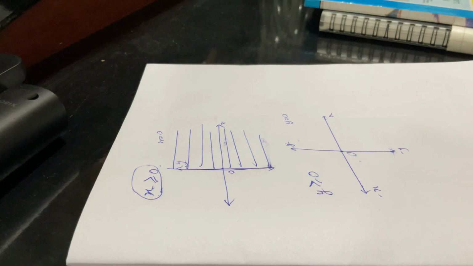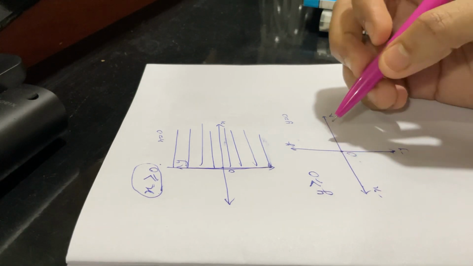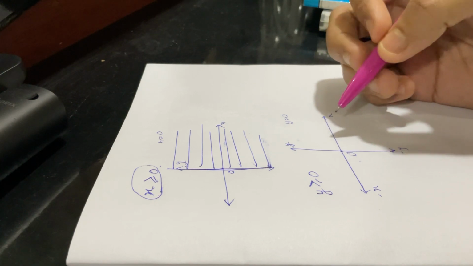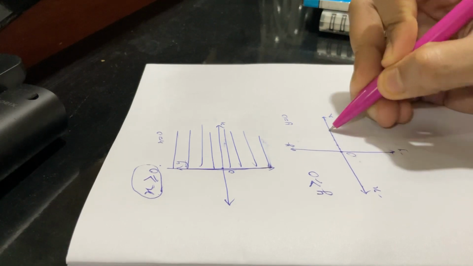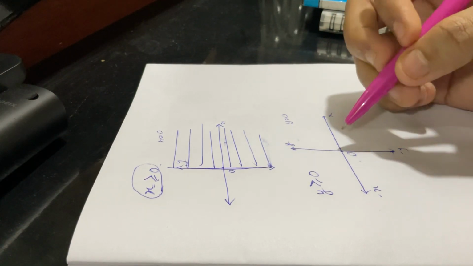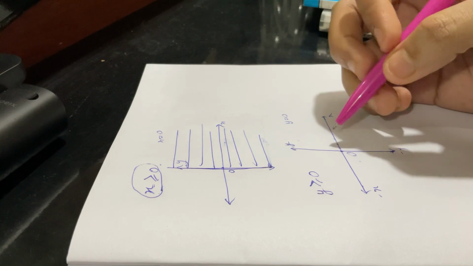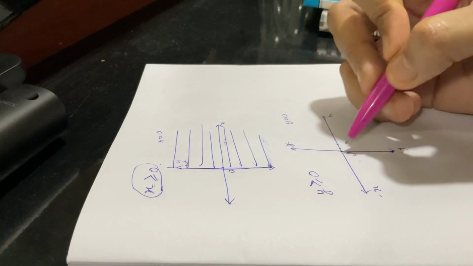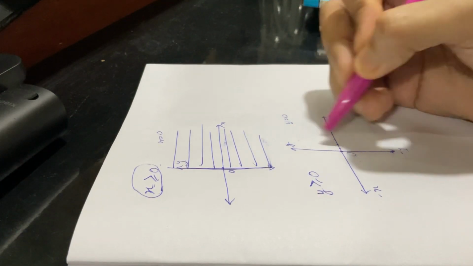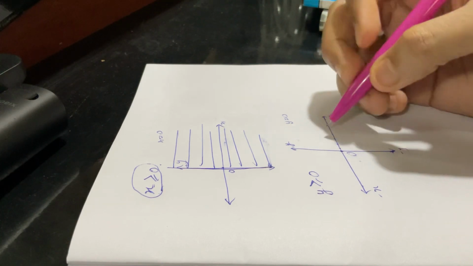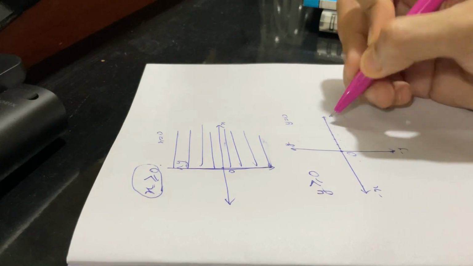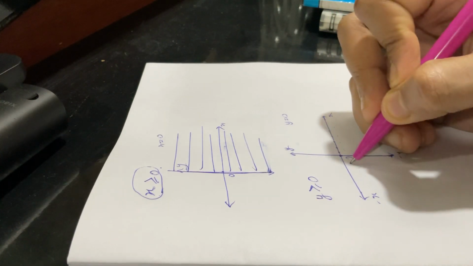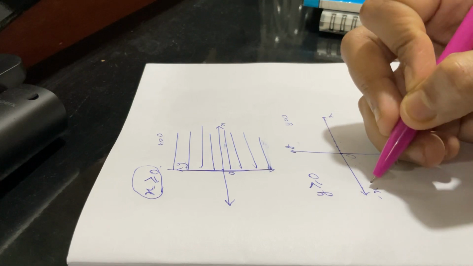So what does it mean if y equals 0? For all values of x, y should be 0. All these points over here have y equals 0. This is 1 comma 0, 2 comma 0, 3 comma 0, 4 comma 0, and so on, and on the left hand side it will be minus 1 comma 0, minus 2 comma 0, and it will keep on going.